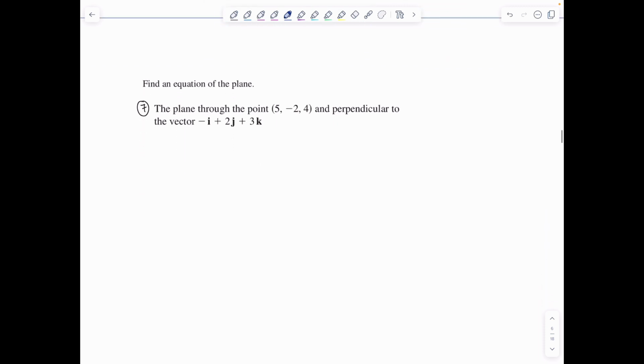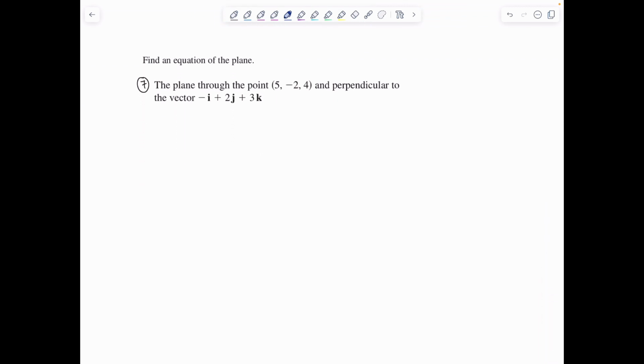Find an equation of the plane. Okay, so we need the plane that goes through the point 5, negative 2, 4, and it's perpendicular to the vector negative 1, 2, 3. Well, they just set us up for success because when you write the equation of a plane, you need two things: a point on the plane and a vector normal to the plane. That's how you get a positive ID on a plane. You need some point on the plane to nail it down, and then a vector normal to the plane in order to identify its direction.